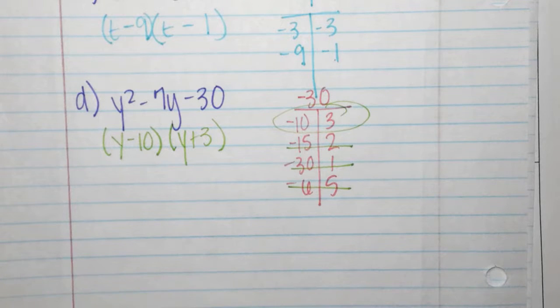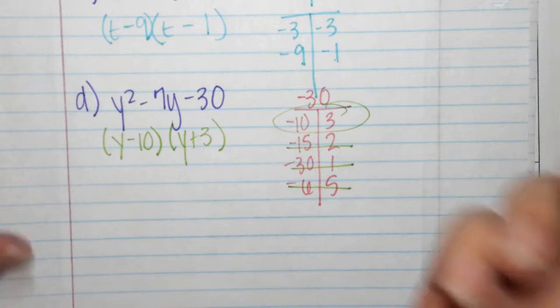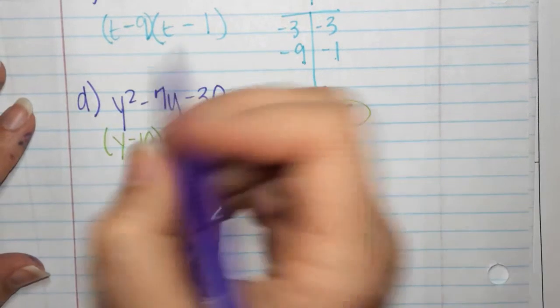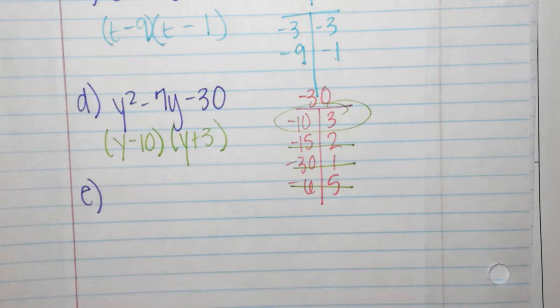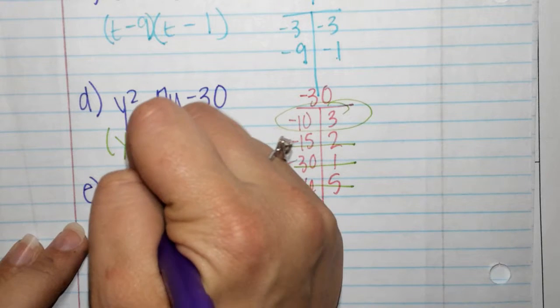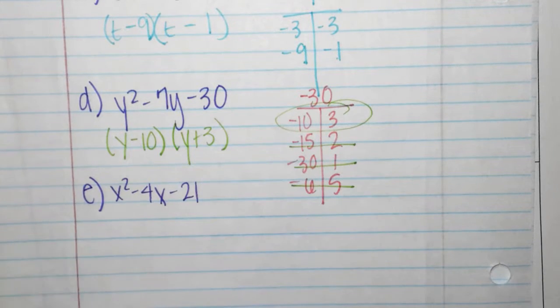We have a lot more time. I know. All right, let's do another one together, then I'm going to let you do one on your own because I don't trust you yet. All right, E. X squared minus 4x minus 21.